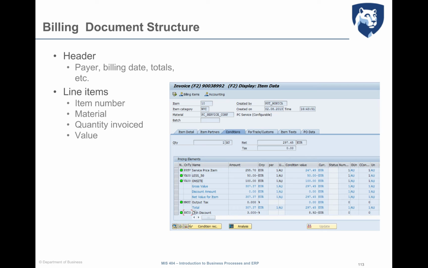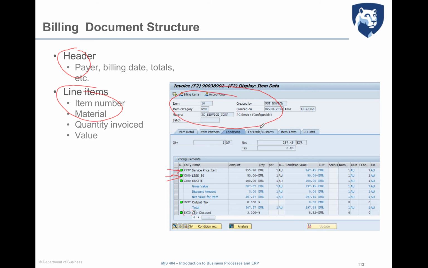This is the structure of a billing document. Again, I won't spend too much time on this because you will see that in the simulation, but the structure is the same as every document of SAP ERP. So you have a header where general information is provided, like the item category, materials, created by, so the person who created this, and the date. And then you have line items, so different tabs where you have item details, where you can have item number, material, quantity, invoice, and value in the different tabs of the document.